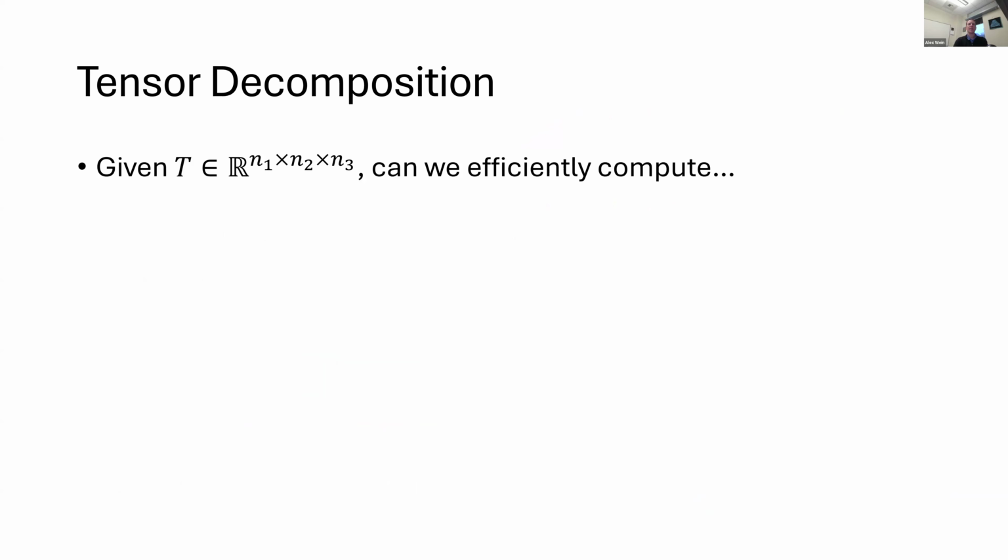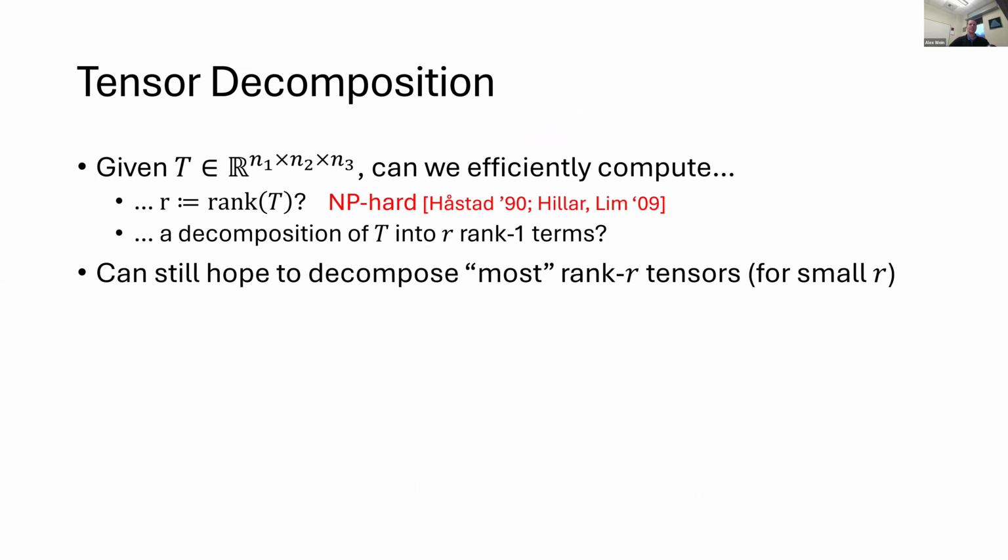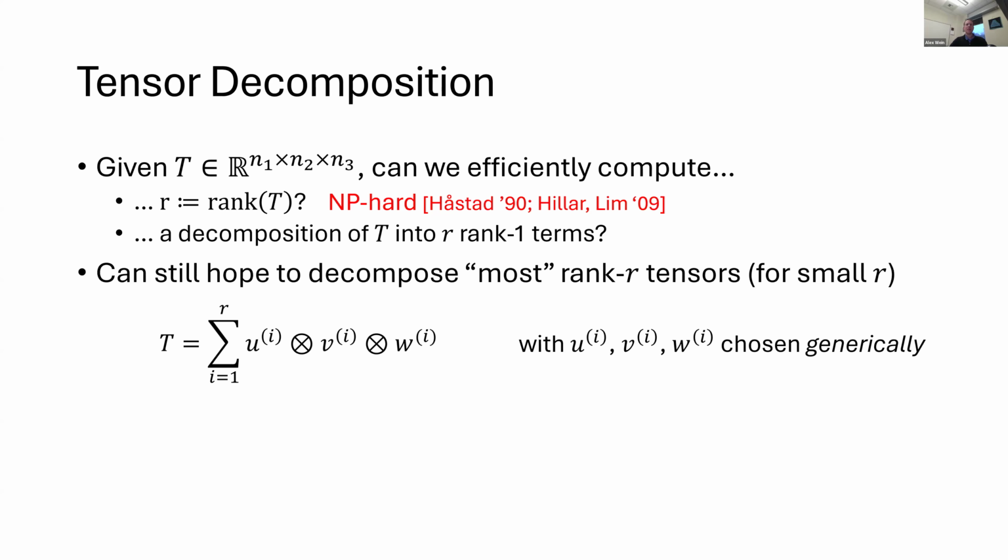So moving on to the tensor case, we can ask the same questions. Can you compute the rank? And can you find a decomposition? But here, even the easier question of finding the rank is NP hard, which means maybe it seems at first that we're out of luck, but actually you can still hope to decompose tensors under fairly weak assumptions. The catch is just that we won't hope to decompose all tensors, but just most tensors with a certain bound on their rank.